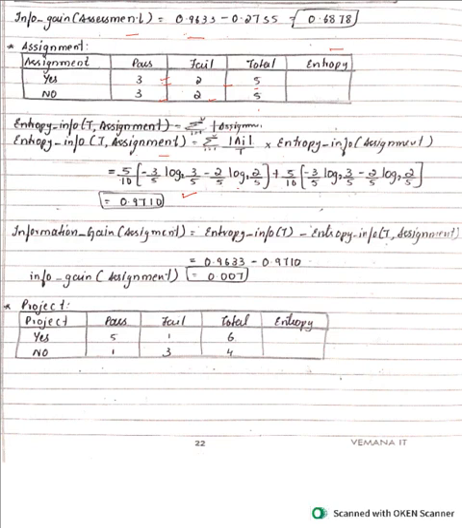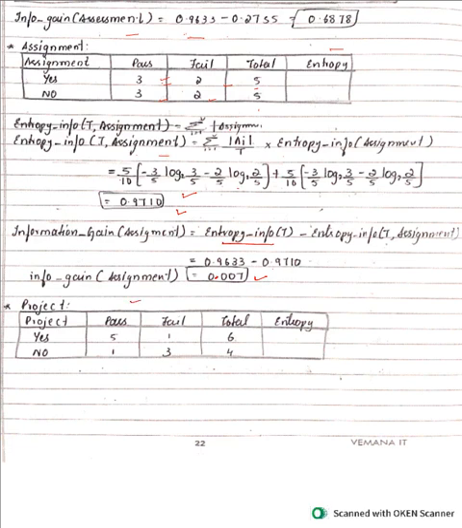And calculate the information gain. Information gain is equal to what? The entropy information of the tree minus the entropy information of the attribute assignment. So 0.963 minus, what we just computed for assignment, 0.97. So you will get the information gain for assignment as 0.007. Similarly, calculate for the project.